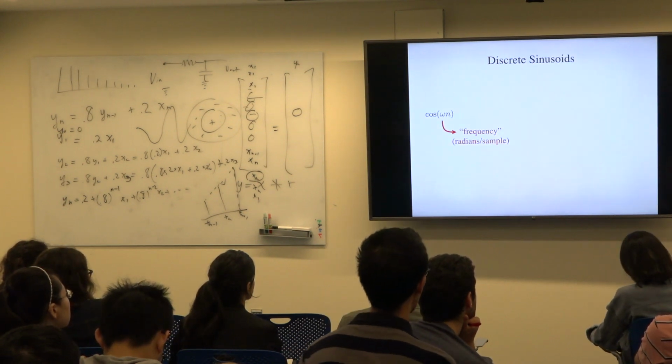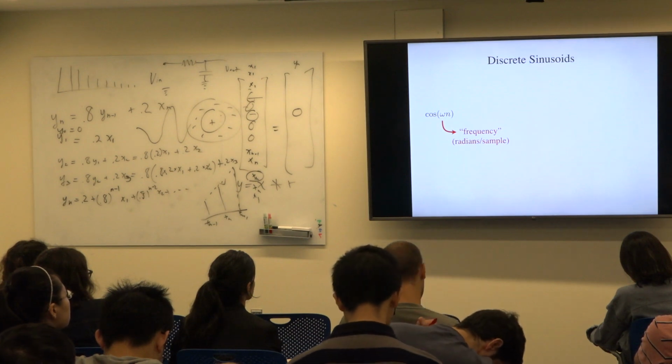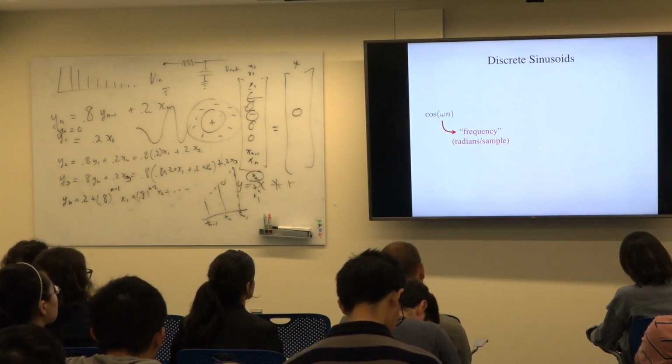Okay. So that's a linear shift-invariant system. It's just a matrix that has that structure on it.